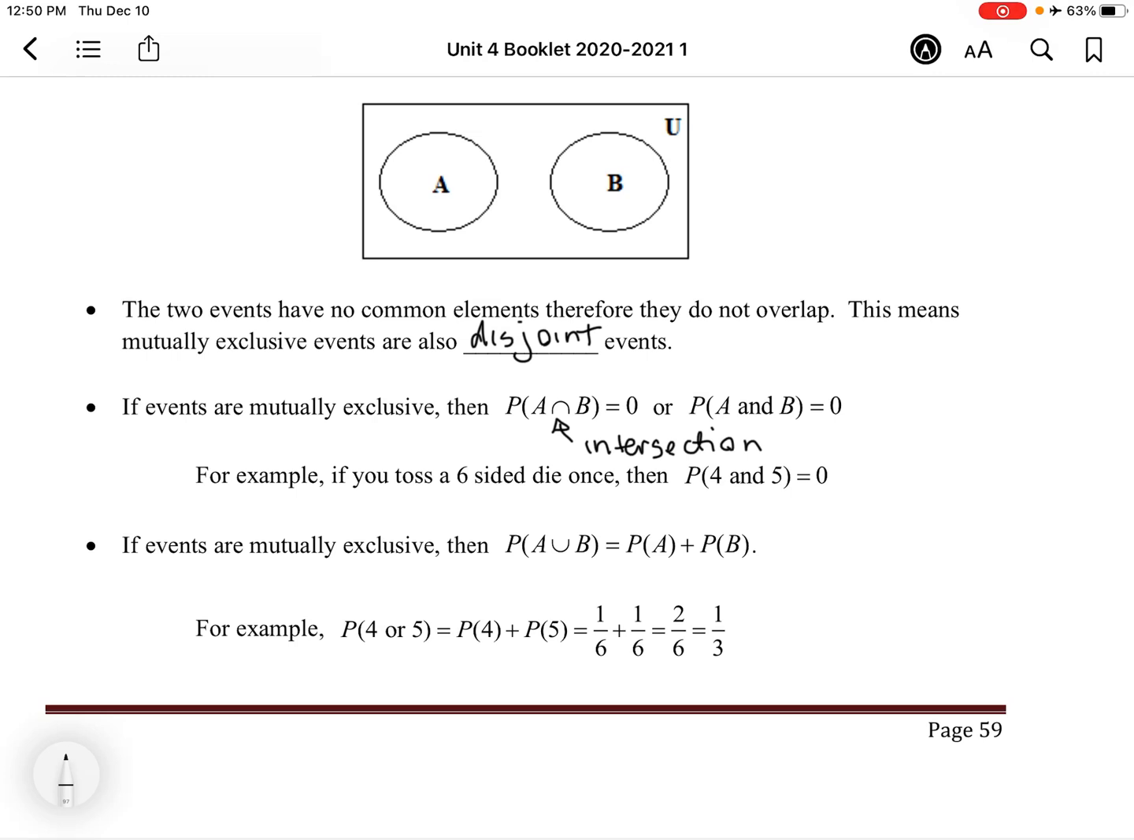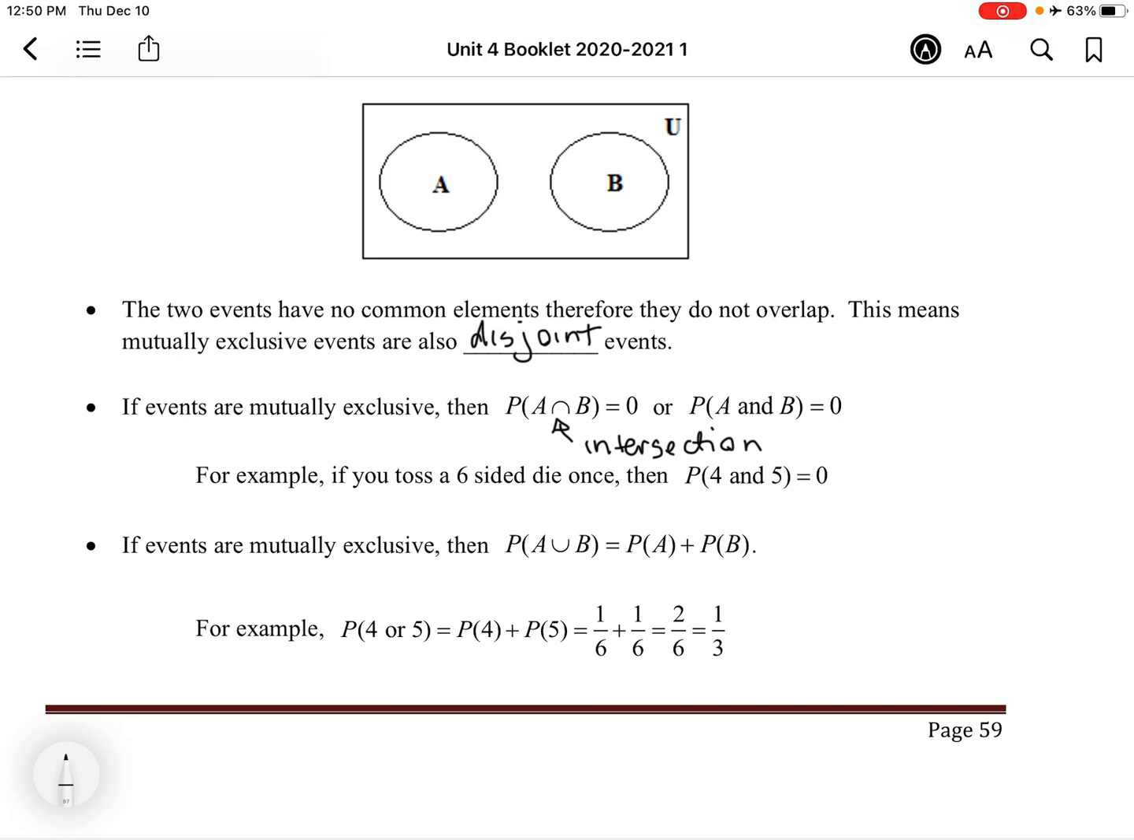Okay, so that's like if one of them is getting an even number and one of them is getting an odd number, what's the probability that you roll an even number and an odd number? It's 0 because you can't roll an even number and an odd number at the same time, right? Here's another example. If you toss a 6-sided die once, what's the probability that you're going to get a 4 and a 5? You can't land on two numbers at the same time. So that would be 0.